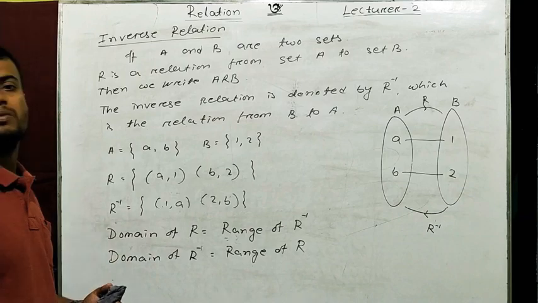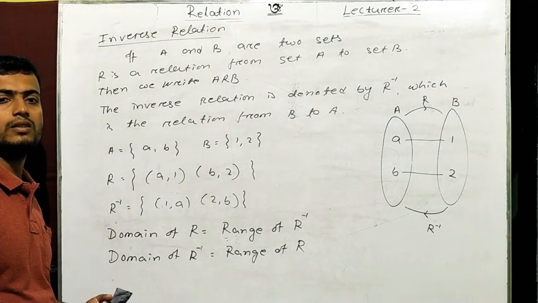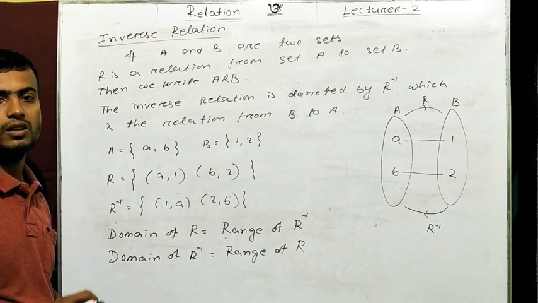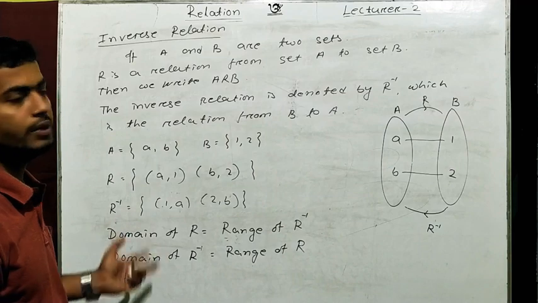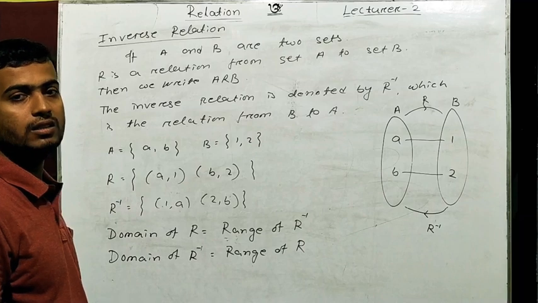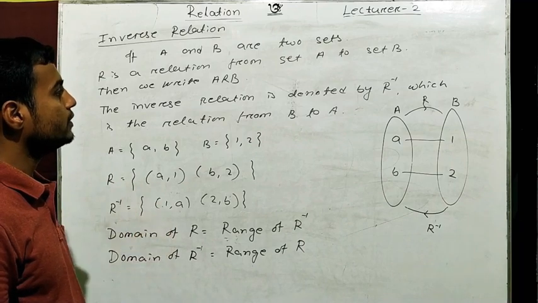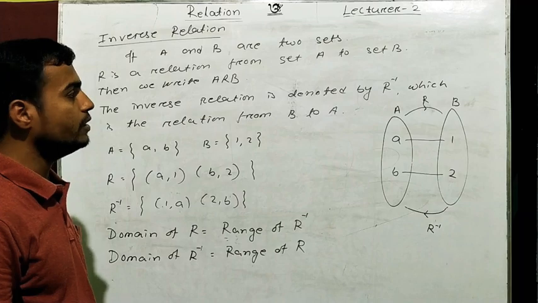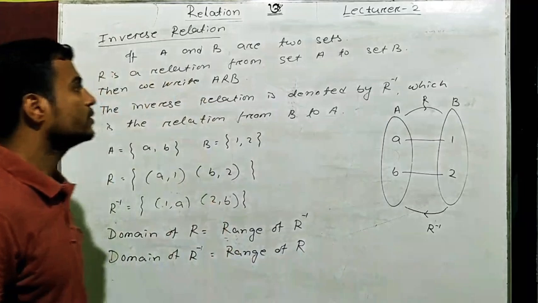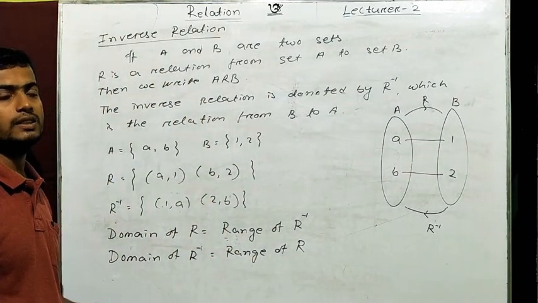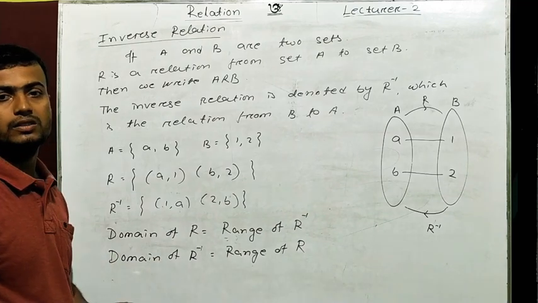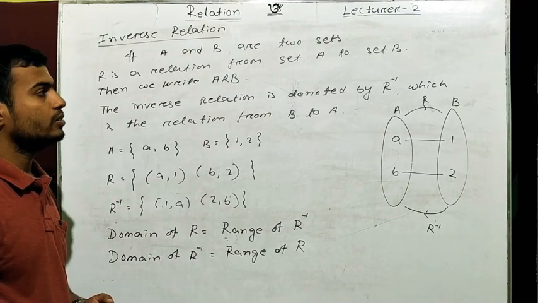So here we know Cartesian product set, number of Cartesian products, elements of Cartesian product, then relation, total number of relations, then domain, range and binary relation. Here you know inverse relation. So what is inverse relation? Inverse relation means if R is a relation from A to B, then R inverse is an inverse relation from B to A. So this is my second class, lecture 2. In my next class I will cover types of relations. So thank you so much.